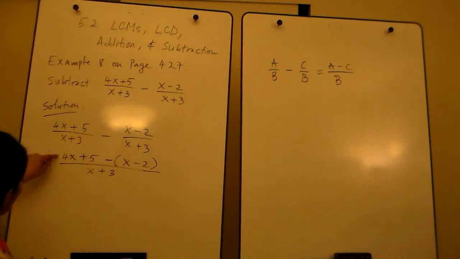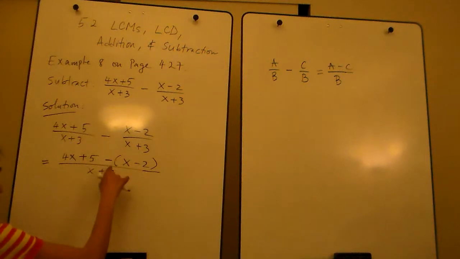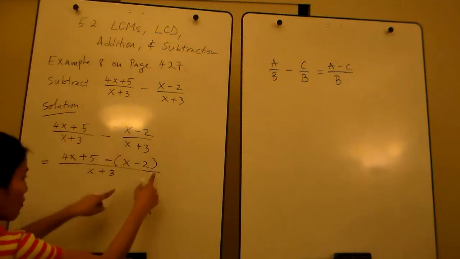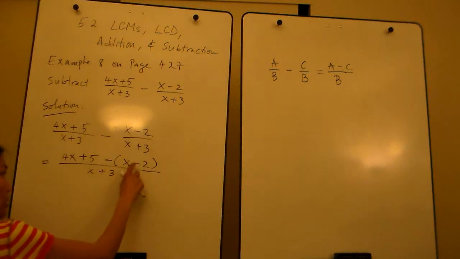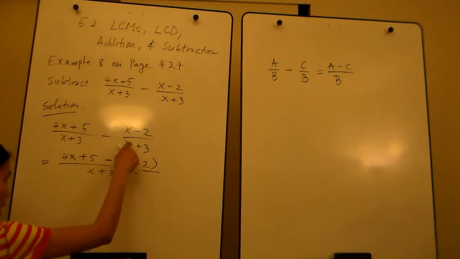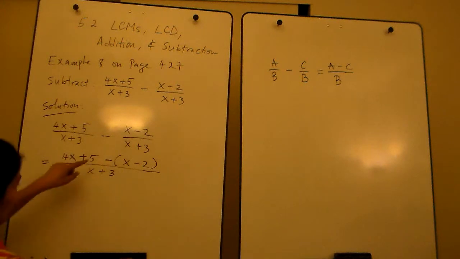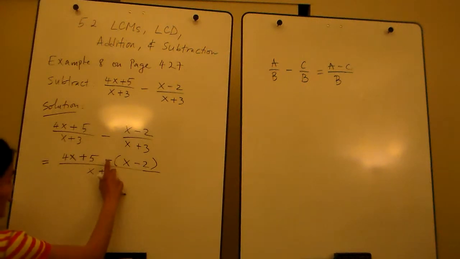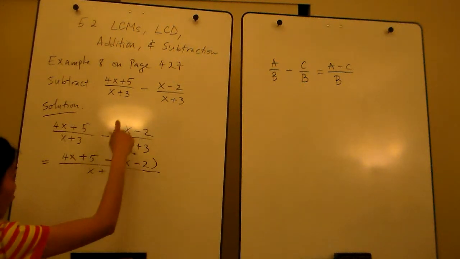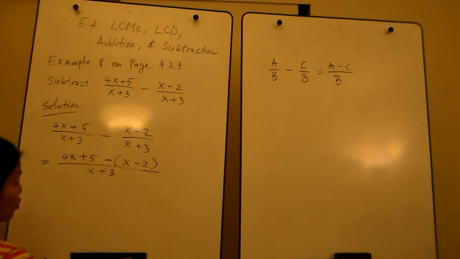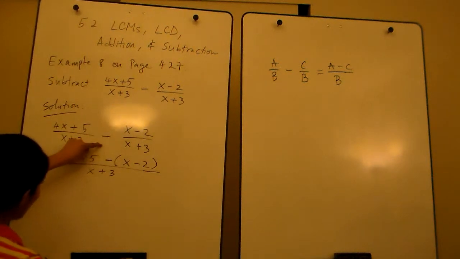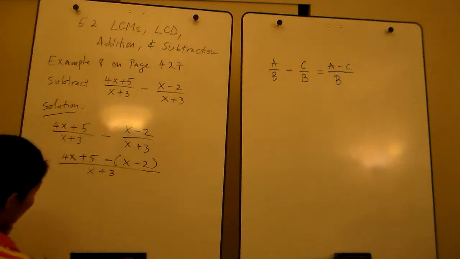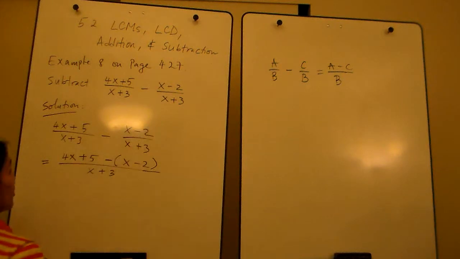So 4x plus 5, subtract the whole thing in parentheses, okay? And you put the numerator of this second fraction. Again, I put the negative here because this negative affects all terms in the numerator of the second fraction. This negative affects this x term. This negative affects this negative term. All terms in the numerator. Okay?